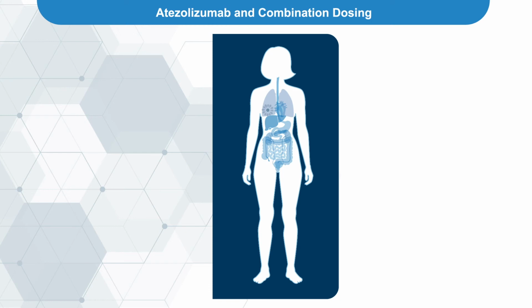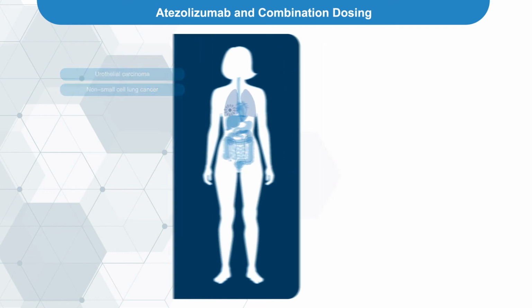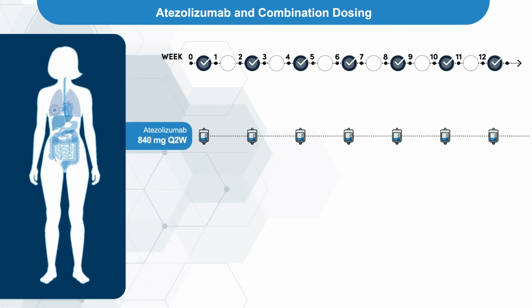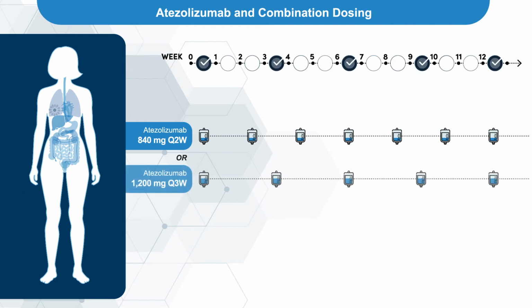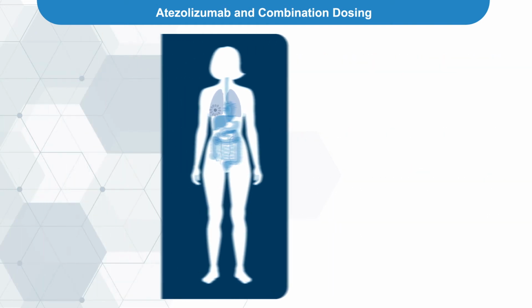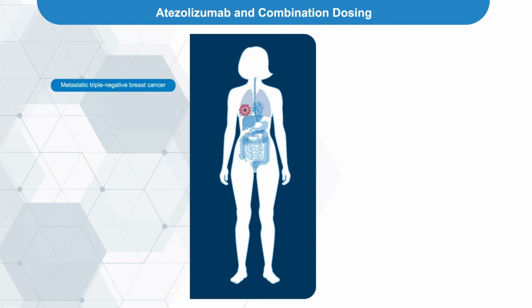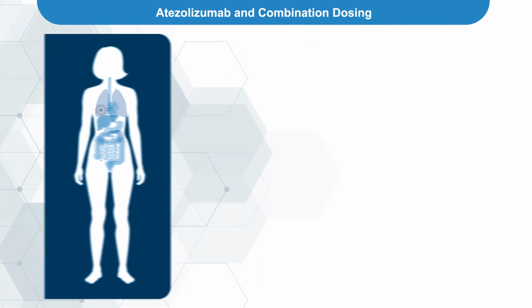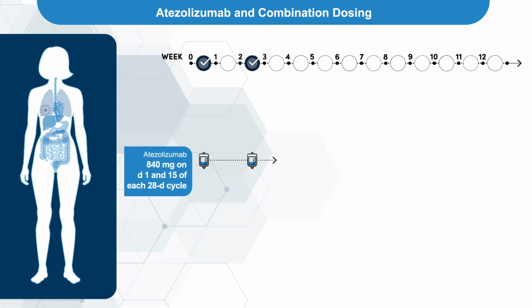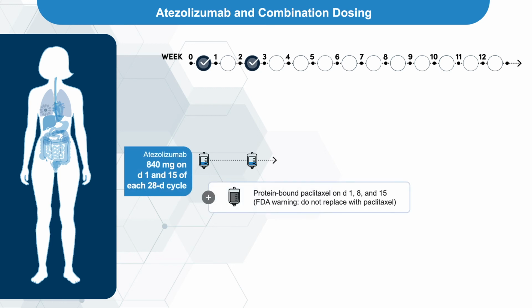Atezolizumab is FDA approved for multiple indications. For urothelial carcinoma and non-small cell lung cancer, atezolizumab is dosed at 840 milligrams every 2 weeks, 1,200 milligrams every 3 weeks, or 1,680 milligrams every 4 weeks. For patients with metastatic triple-negative breast cancer, for each 28-day cycle, atezolizumab is administered at 840 milligrams on days 1 and 15. In addition, patients received paclitaxel, protein-bound, on days 1, 8, and 15.